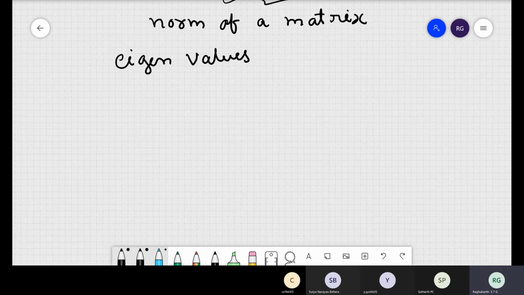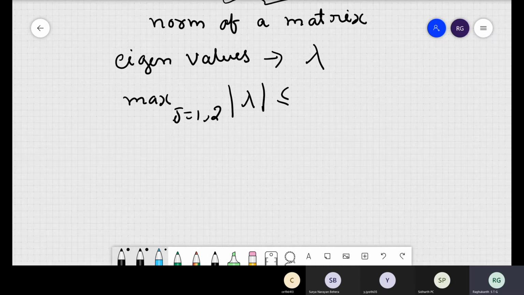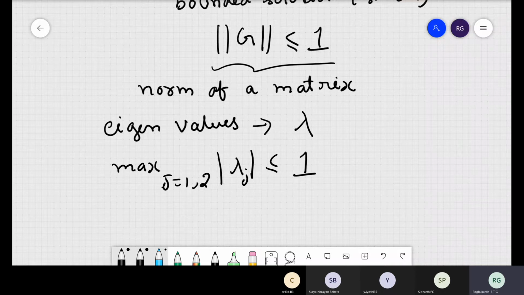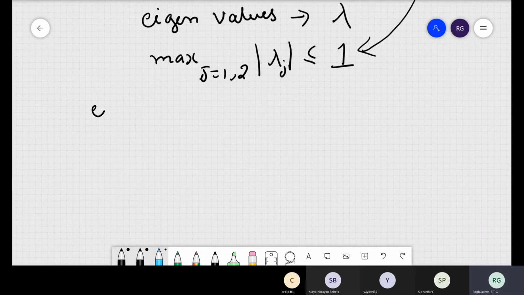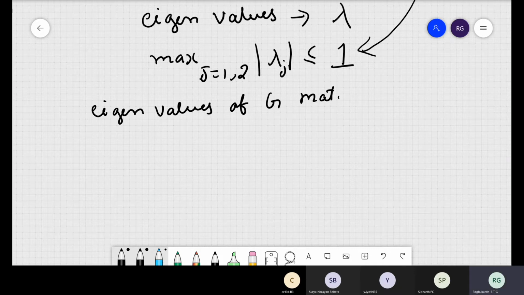Since it is a 2 by 2 matrix, if I indicate these eigenvalues by lambda, then the maximum over j equal to 1, 2 of the lambdas should be less than 1. So this is the criterion. The norm of G less than or equal to 1 means essentially the eigenvalues of the matrix should be less than or equal to 1. Then only the solution is stable. So now you have to find out the eigenvalues of your G matrix.